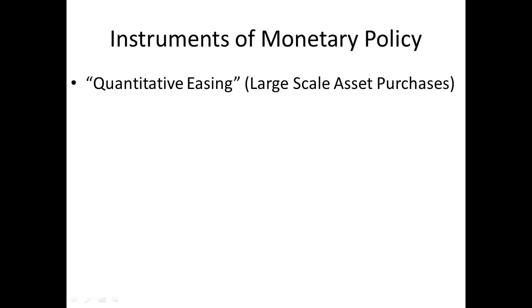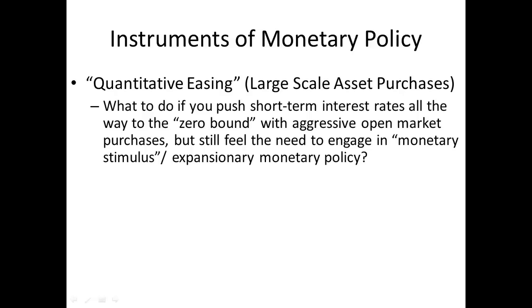It's popularly referred to as quantitative easing. The technical term that the Fed uses is large-scale asset purchases. But here's the situation that the Fed faces in the financial crisis of 2008. What to do if you push short-term interest rates, the federal funds rates, all the way down to 0? They can't go lower than that, but you still want to engage in monetary expansion. You still want to boost aggregate demand through monetary channels. You've pushed short-term interest rates all the way down to 0. Then what? Okay, we call this the zero bound monetary policy.